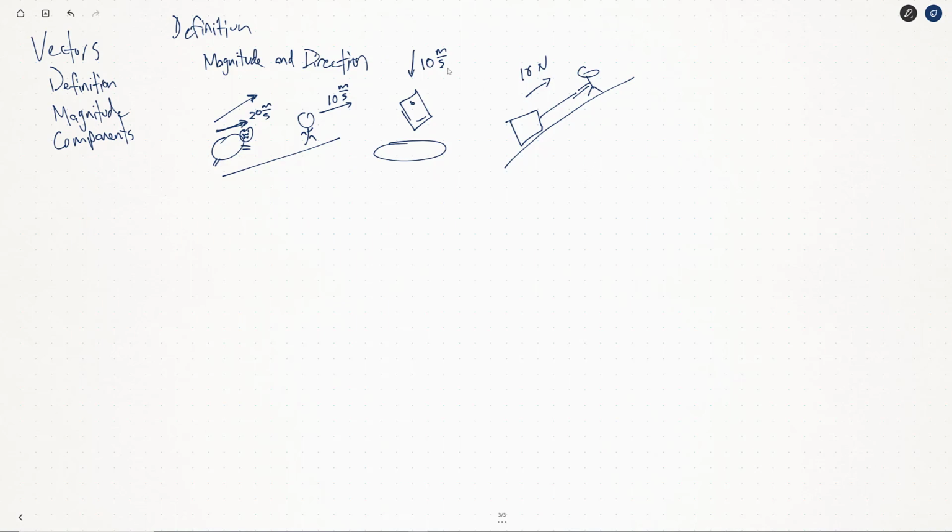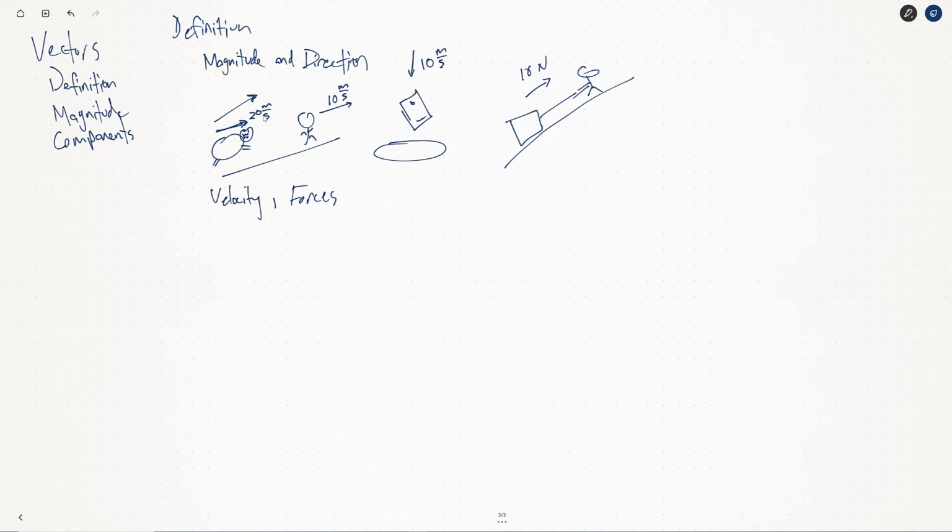These are all vectors, and vectors will be used quite a bit, especially when we're dealing with velocities, like the phone or the man running, or forces, like the man pulling the box up the hill. So that's the definition of a vector. Now, the magnitude and the components, I'm going to go over these together.